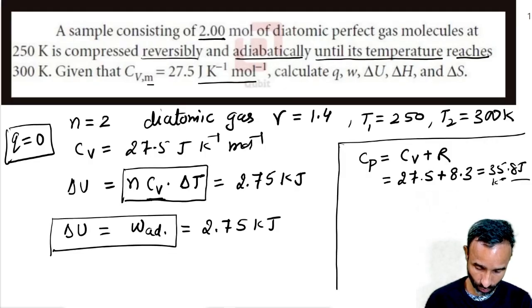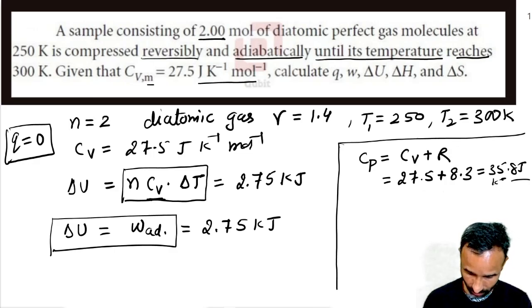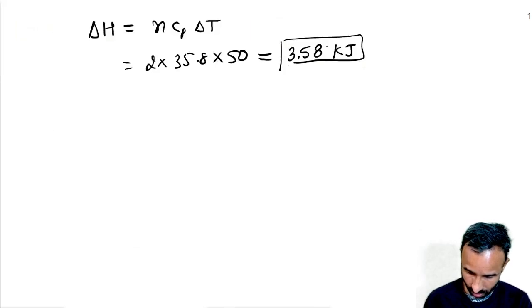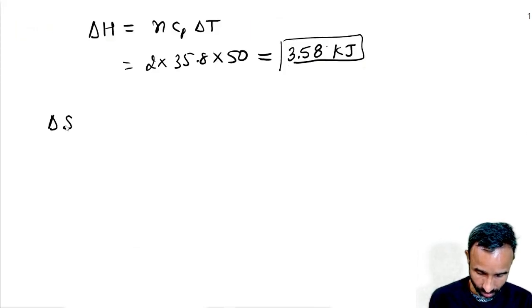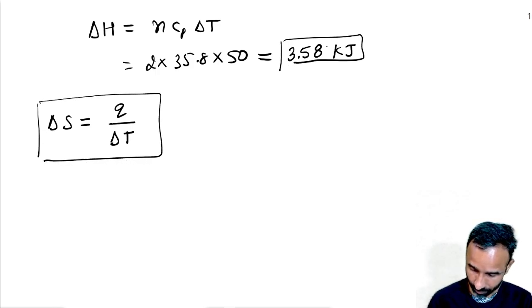Okay, so we get delta U, we get W, Q, delta H, and we are left with delta S. So delta S is Q over delta T. Is it 0? S is also 0 because Q is 0.